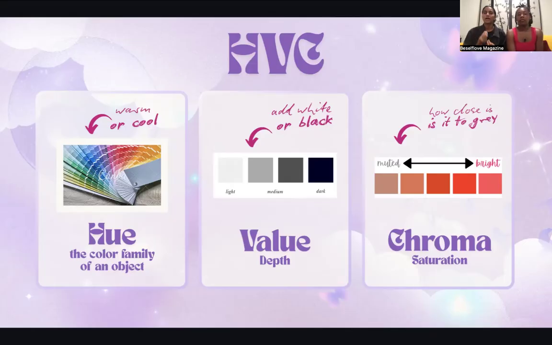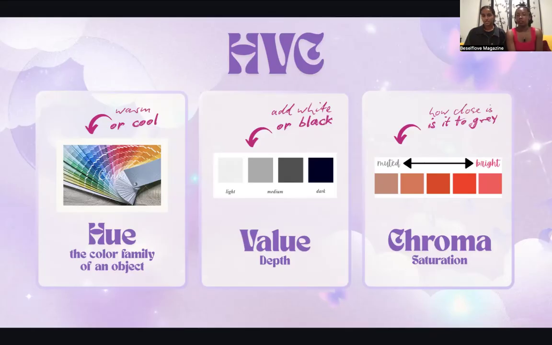Value, V stands for value, which is the depth. You add white or black to it. When you add some white to it, it becomes lighter. If you added more white to this, it would become gray. That means this is a really light black, but this is a pretty medium black, I would say, or even close to a dark black.